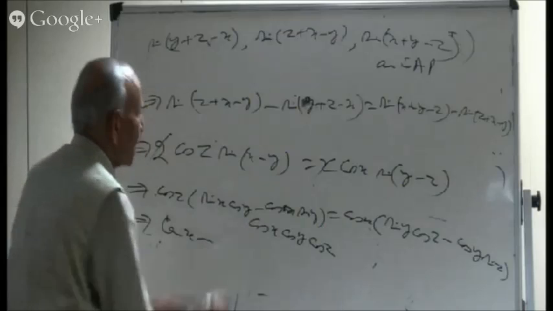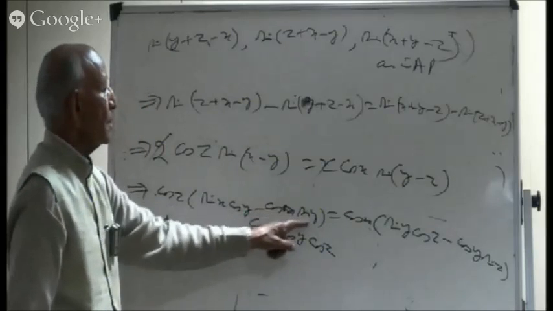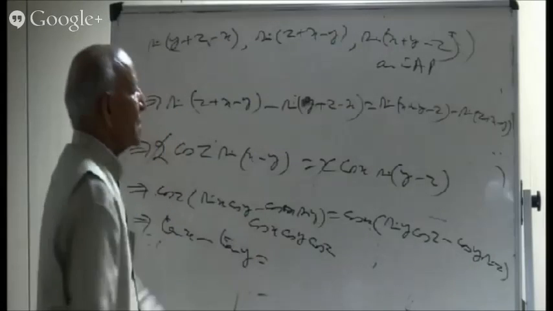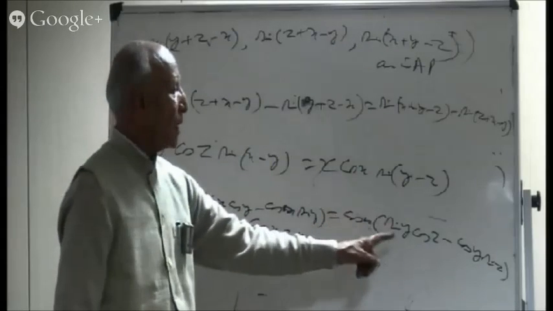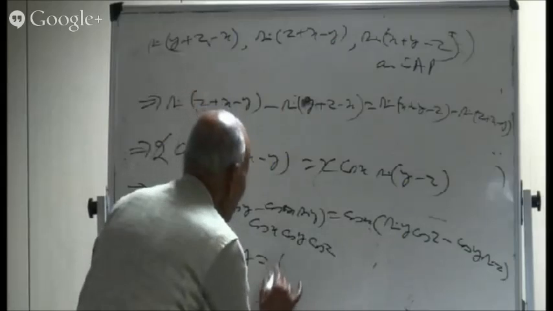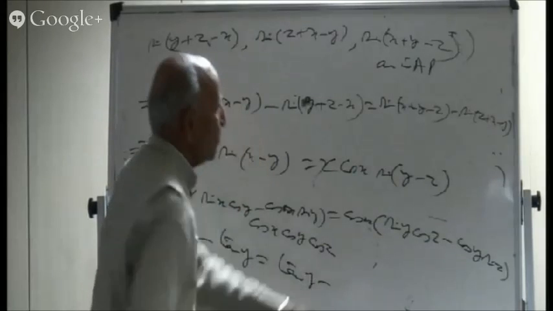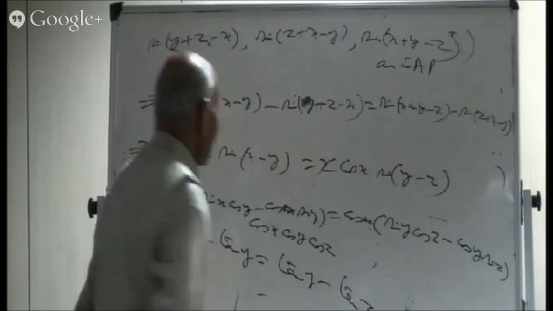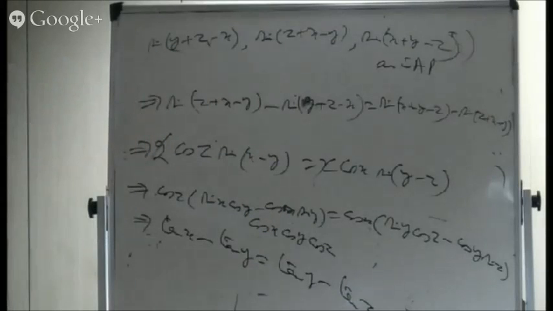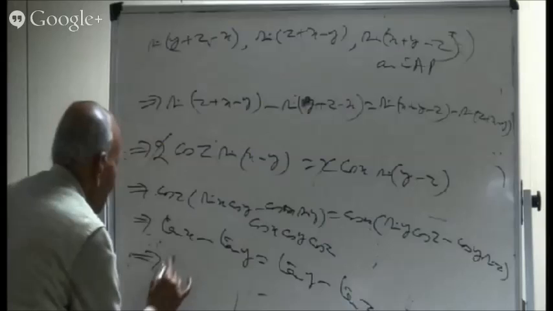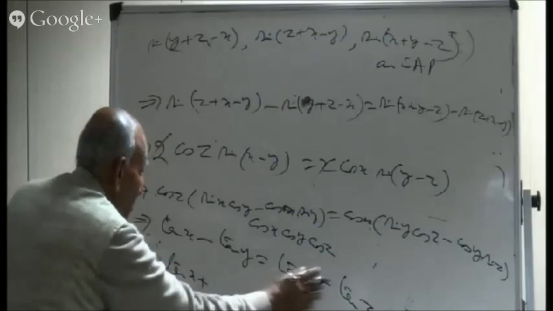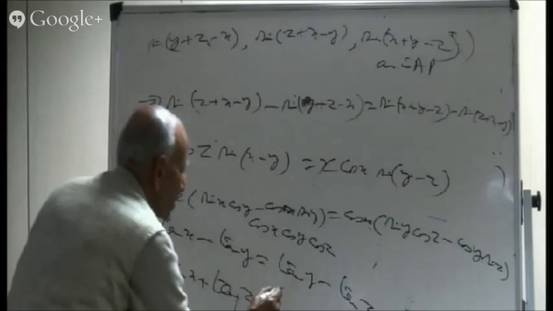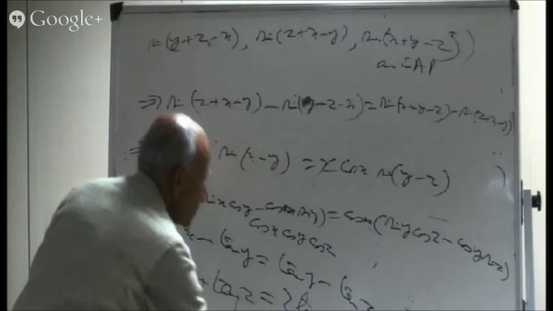And here we are left with what? We are left with tangent of y. And on the other side, cos x goes, and we are left with tangent y, and then minus tangent of z. That's what we are left with. Can I write this as tangent of x plus tangent of z on this side is equal to, this term goes to the other side, 2 tangent of y.